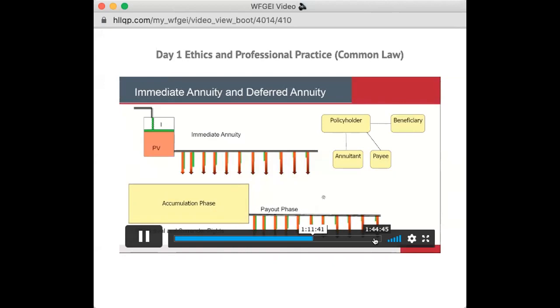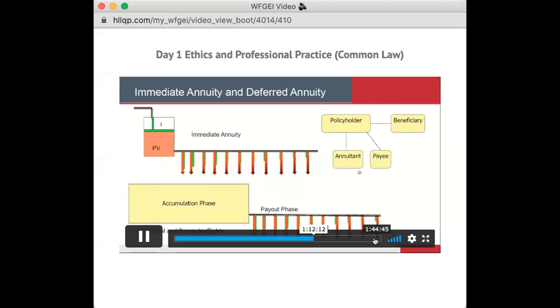Basically, when we talk about annuities, we don't really talk about the insured. We talk about a policyholder, or a contract holder. We then also talk about the annuitant. This is similar to the life insured, except that because there's no insurance here, we don't refer to them as the life insured. We refer to them as the annuitant, and the annuitant is the payee. In other words, the annuitant is the one that gets the monthly payments.